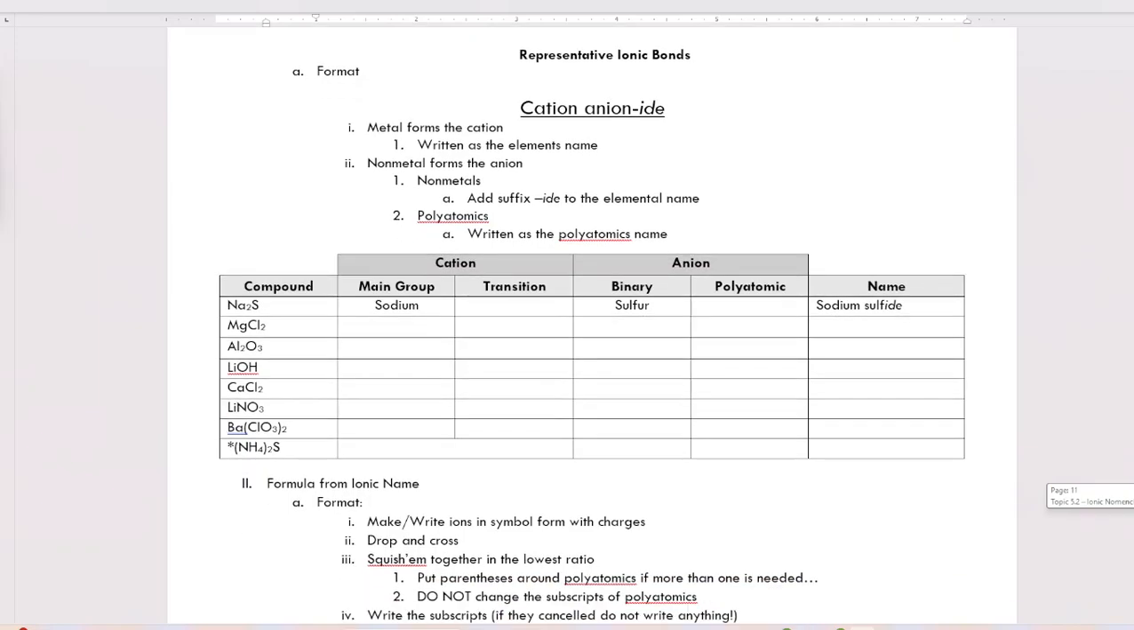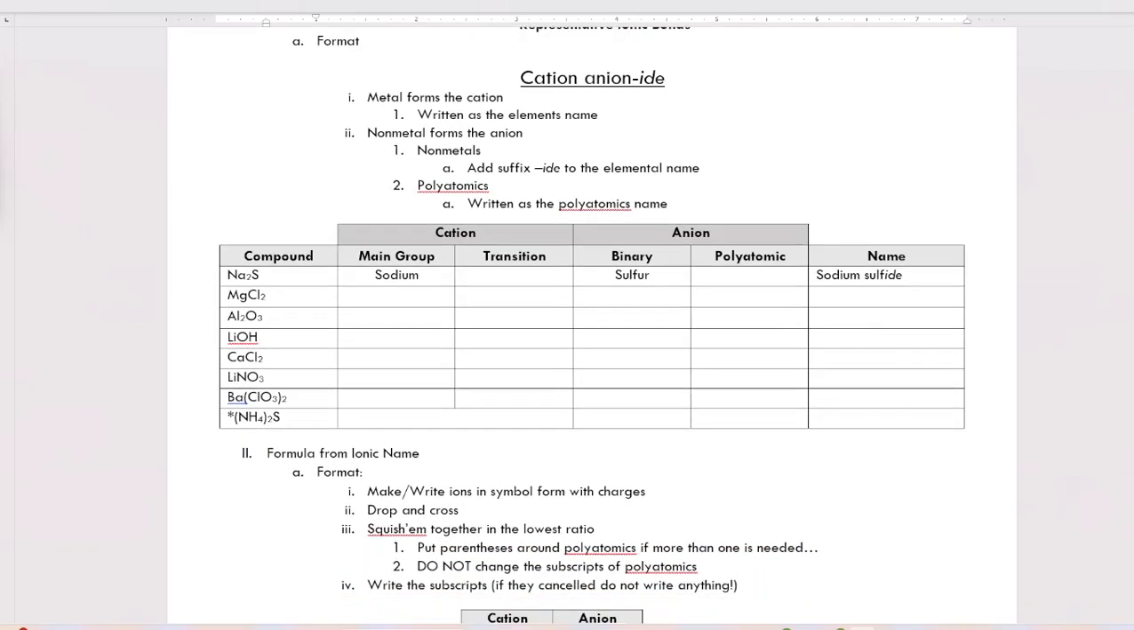So again, we're on page number 11, and it's pretty straightforward. We just have to figure out what our positive ion is, what our negative ion is, and then we name it with "ide." So our positive ion on this one is sodium. Guess what? It's always going to be the first thing, and it's almost always going to be a metal. There's only one exception to that rule. So Na is sodium. S is sulfur. This is a binary compound, cation, anion. And so I'm just going to name this sodium sulfide.